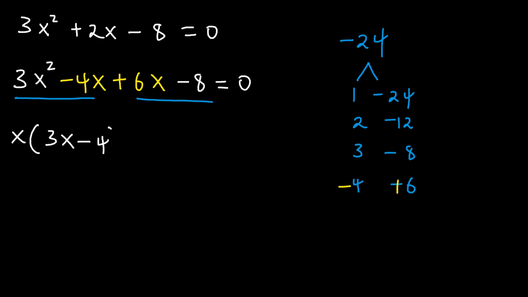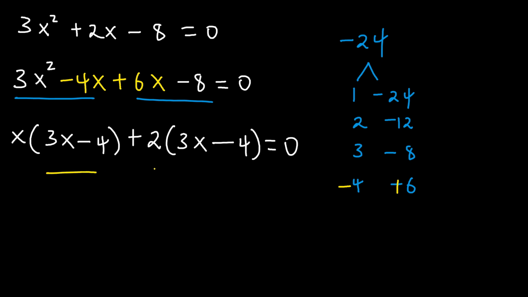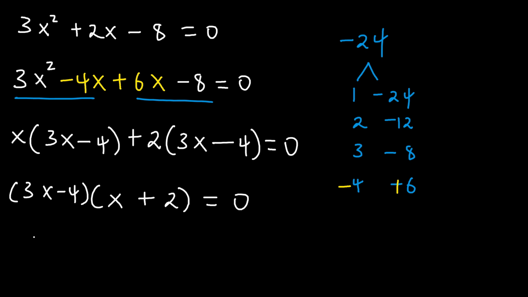So this will be 4 plus, and then for the second part, 2 is the greatest common factor. So if we pull it out, we shall have 6x divided by 2, which will leave us with 3x. So this will be 3x. And then minus 8 divided by 2, which is 4. So this will be 4 equaling 0. And once again, 3x minus 4 is a common factor. So let's pull it out. So we shall have 3x minus 4. For the first part, we shall remain with x, and then for the second part, we shall remain with 2, equaling 0.